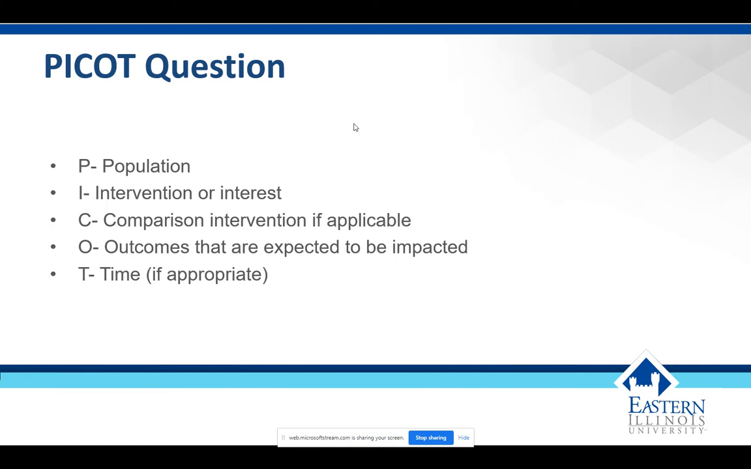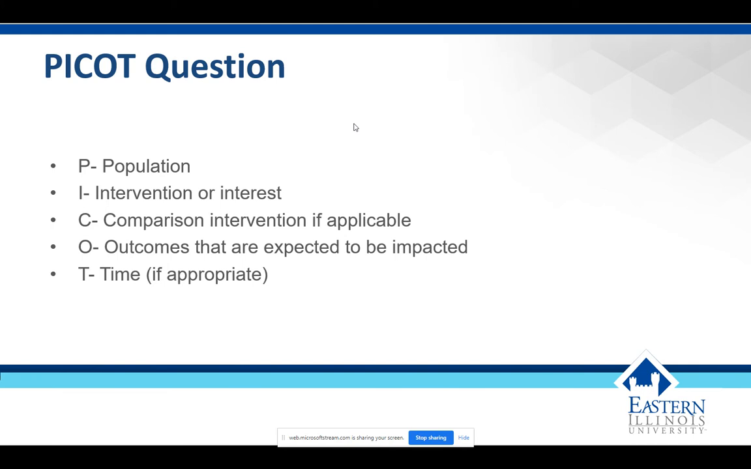Then you need to have an intervention. What are we researching? You want to compare it to something else? And what are the outcomes that are going to be expected? Time you can also put on there if that's appropriate. Sometimes that's not appropriate.